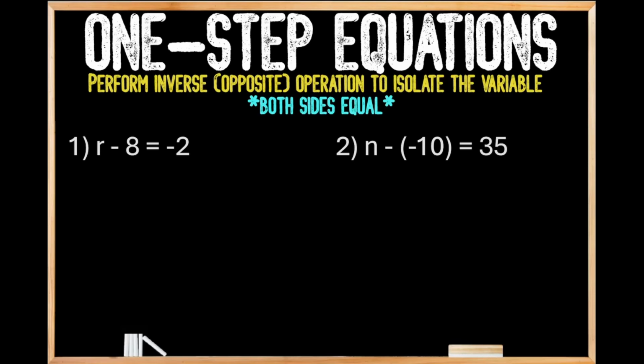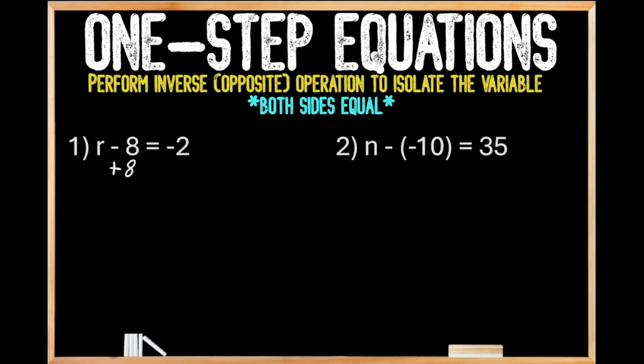equals negative 2. And in order for us to isolate our variable of r in this problem, as we can see up top highlighted in yellow, we're going to need to perform the inverse or the opposite operation of whatever is being done to our variable in this problem. In question number 1, we're subtracting 8 from our variable of r, so in order for us to cancel out this subtraction, we're going to have to perform the inverse operation. And the inverse operation of subtraction is addition, so on the left-hand side of this problem, we're going to be adding 8 so that we can cancel out the subtracting 8 and isolate our variable.